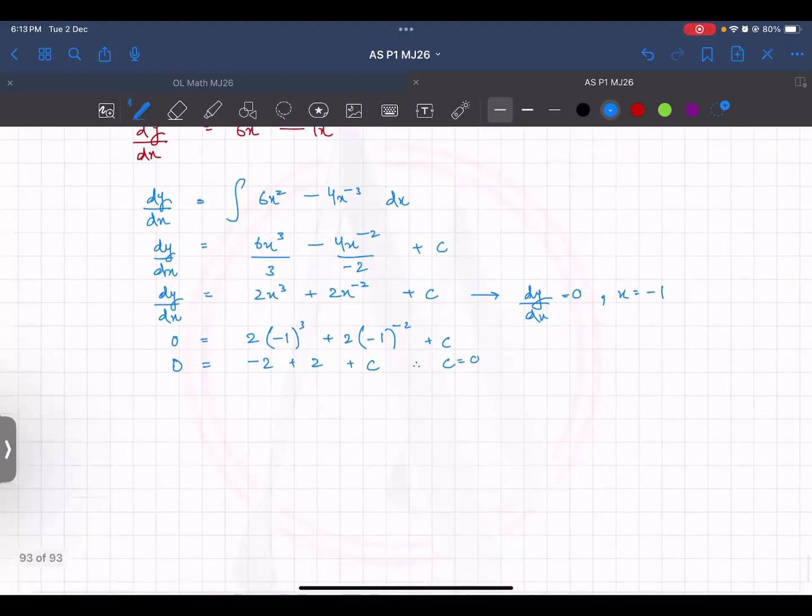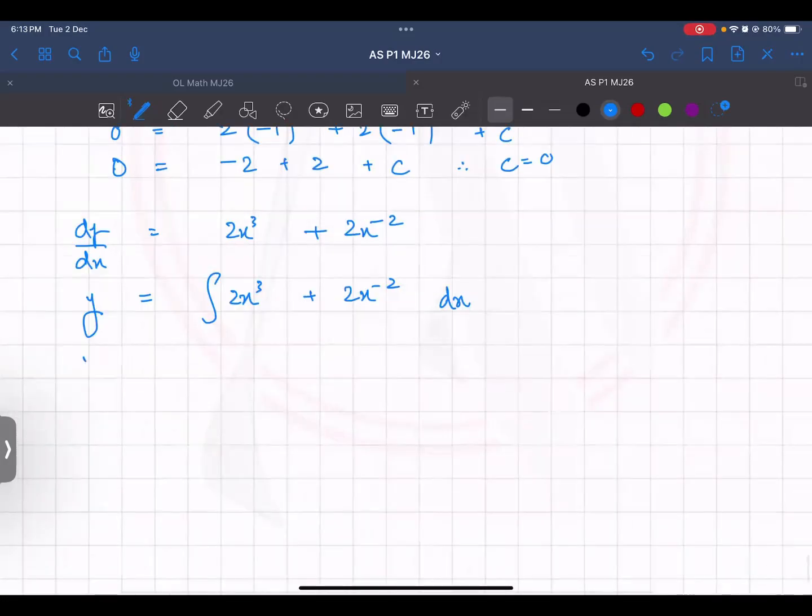So that is easier. The first derivative we have found is 2x cubed plus 2x to the power minus 2 plus 0. And now you will have to integrate it again. If you integrate it again, you will get the original function back. You do the integration the usual way: 2x to the 4 upon 4 plus 2x to the power minus 1 upon minus 1 plus c. Simplify: x to the 4 upon 2 minus 2 upon x plus c.